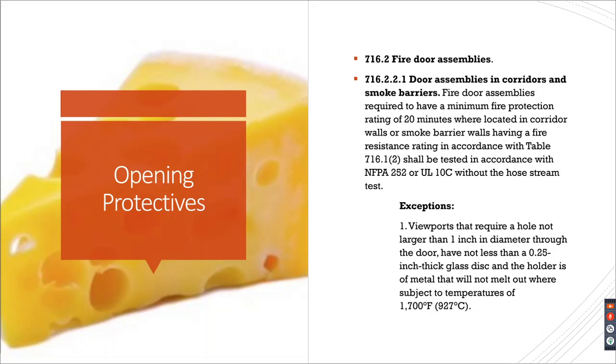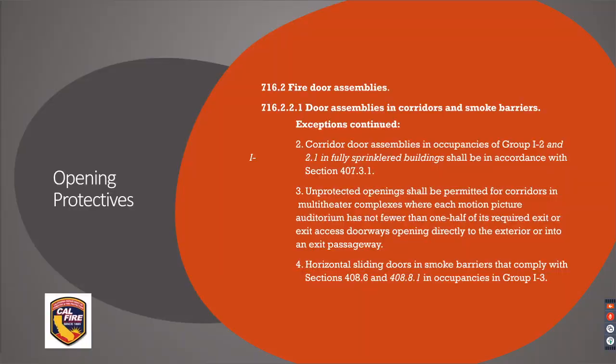And then the viewport, there are exceptions for the viewport. If it requires a viewport or viewports that require a hole not larger than 1 inch in diameter through the door, have not less than 0.25 inch thick glass disc, and the holder is of a metal that will not melt out where it's subject to temperatures of 1700 degrees. So if you have a viewport, make sure it meets these if it's not part of the other test. Then exception 2, corridor door assemblies in occupancies of Group I-2 and 2.1 in fully sprinklered buildings shall be in accordance with 407.3.1, because 407.3.1 will have more specific criteria when you're in the I-2.